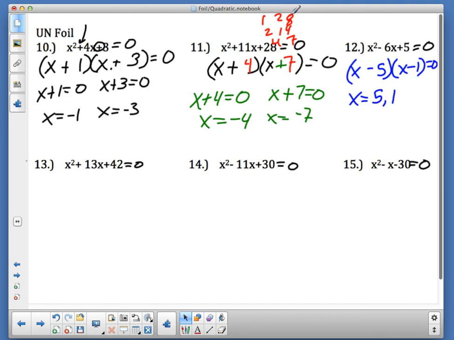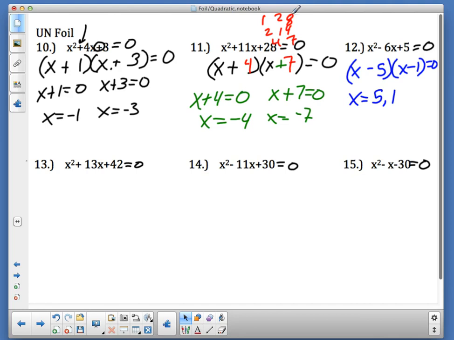5 times 1 is 5. Because it's plus 5, both of them have to have the same sign. So that's where it was negative. And why negative 5 plus negative 1? Because negative 6 is our answer.